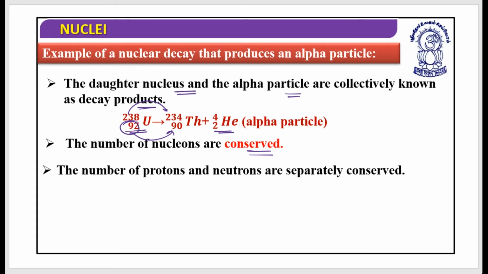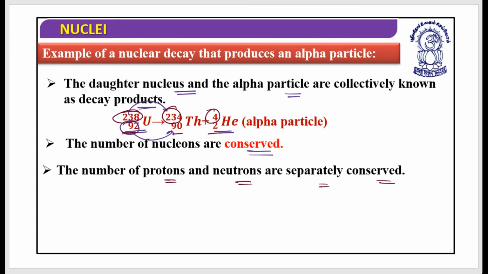Yes, you can see that this is 238 as an initial, this is 234 plus 4, and this is 92, this is 90 plus 2. So the number of protons and neutrons are separately conserved. I hope this is clear.